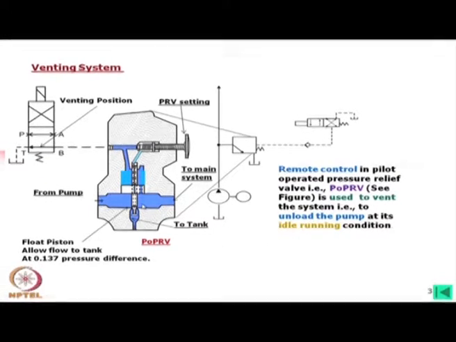This is used with the fixed displacement pump. Why do we use a fixed displacement pump?